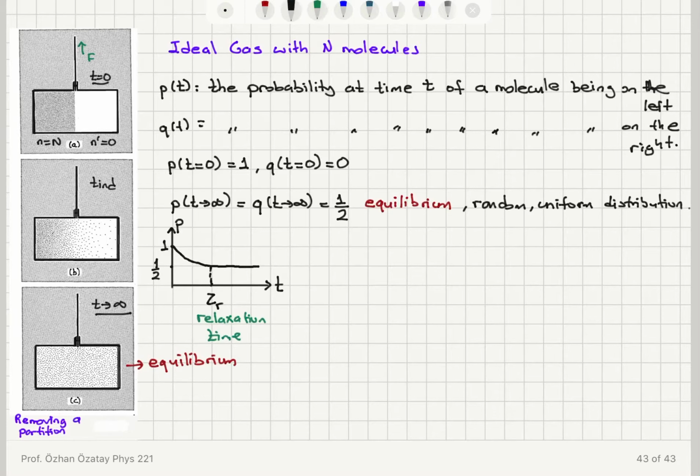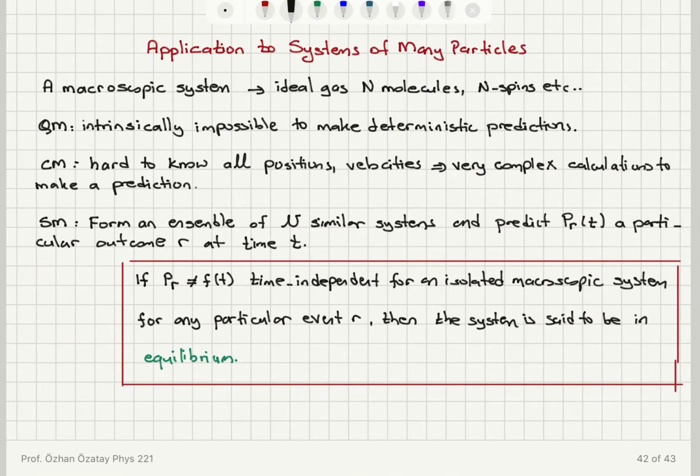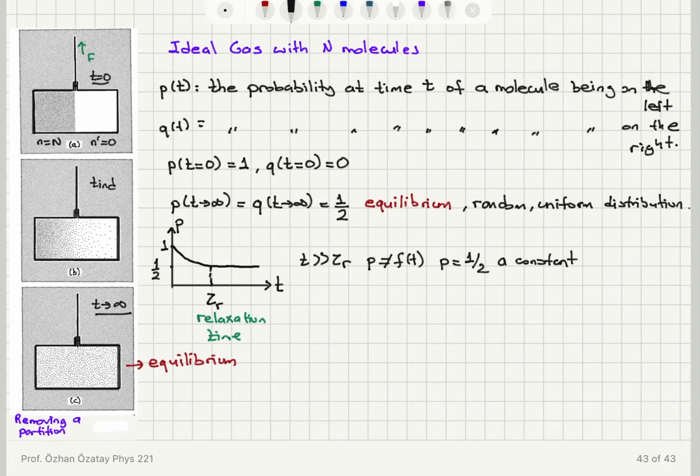And for t much greater than tau r, p becomes time independent. Actually, p is equal to 1/2, a constant. So it's not time dependent. So what does that tell me? That means the probability of this event has become time independent. If the probability of having any event becomes time independent for an isolated macroscopic system, then the system is said to be in equilibrium. So we lose the time dependence of this probability.